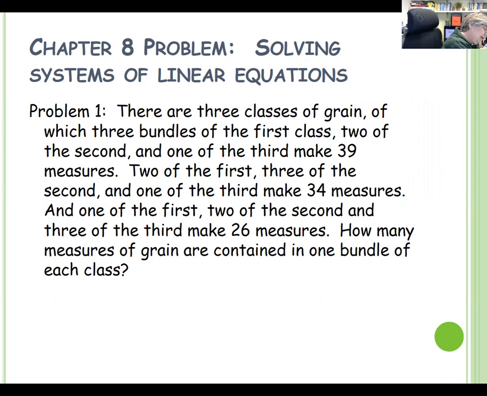And if I let X, let me show you the problem real quick. So the first sentence gives you 1 set of relationships. The second sentence gives you another set, 2 of the first, 3 of the second, 1 of the third makes 34. And the third sentence gives you the third set of relationships, 1 of the first, 2 of the second, 3 of the third. We've got 3 variables. We don't know how many measures there are in a bundle of the first class, in a bundle of the second class, in a bundle of the third class. We've got 3 different relationships, 3 equations, 3 unknowns. It's an algebra problem. Okay, so let's set it up.